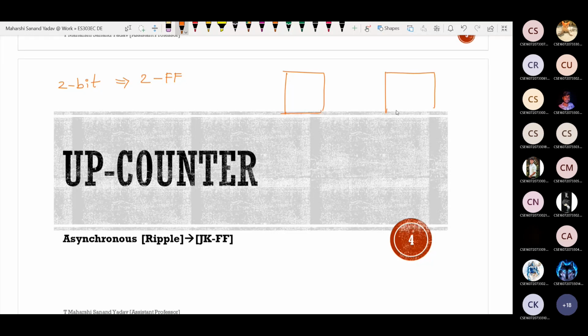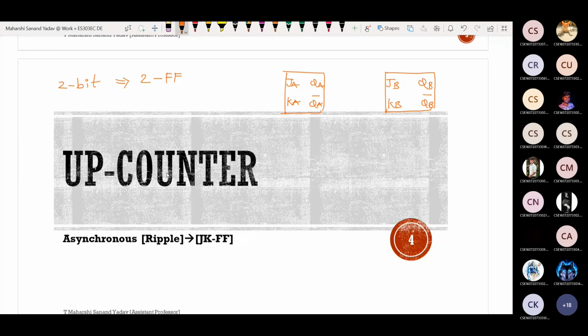JK. Okay, this is nothing but JA, KA, QA and QA bar. Next, JB, KB, QB and QB bar. So clock.